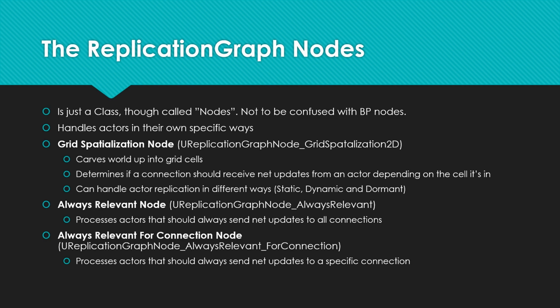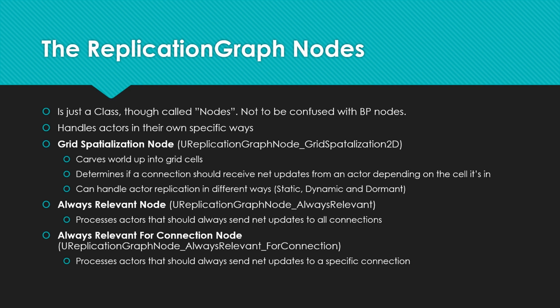So let's talk a bit more about the different nodes in the replication graph. Nodes are basically just a class. They're just called nodes, and you should not be confused with the blueprint nodes. And an actor that's routed or inputted into one of these different nodes gets processed in its own way.